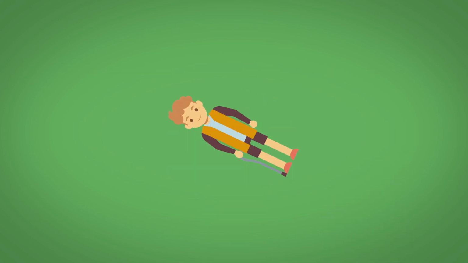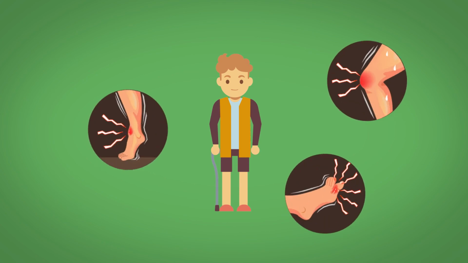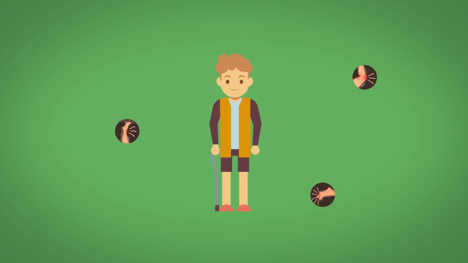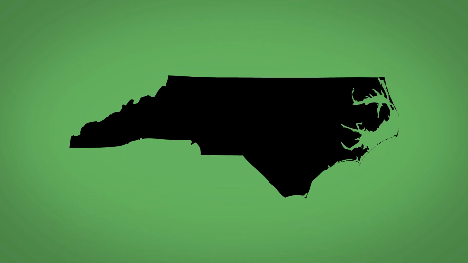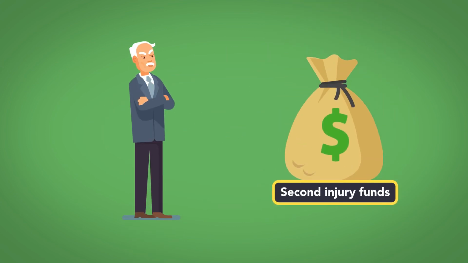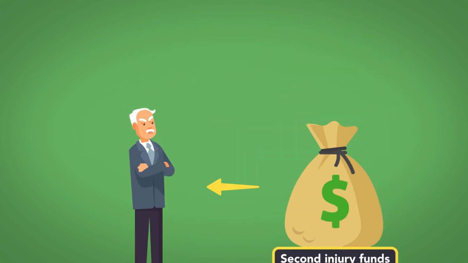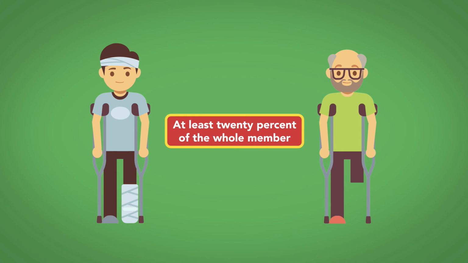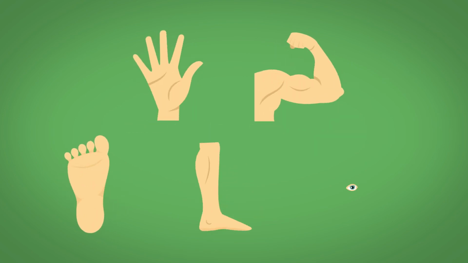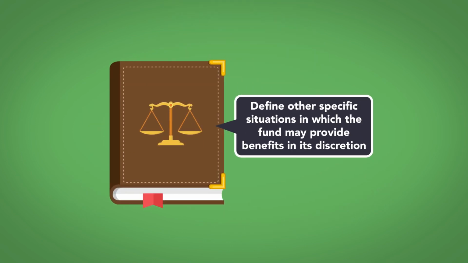Furthermore, the pre-existing disability can be due to any type of injury, no matter the body part injured, and no matter whether the injury is work or non-work related. In comparison, North Carolina only requires that the second injury fund compensates employers where both the original injury and the subsequent injury were at least 20% of the whole member, body part, or where the pre-existing disability is due to a loss of a hand, arm, foot, leg, or eye. However, statutes define other specific situations in which the fund may provide benefits in its discretion.